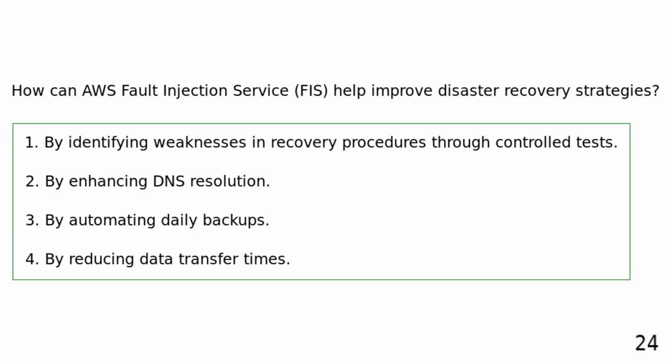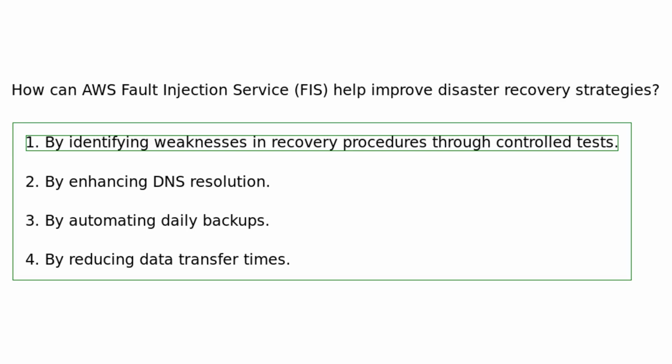How can AWS Fault Injection Service help improve disaster recovery strategies? By identifying weaknesses in recovery procedures through controlled tests. By enhancing DNS resolution. By automating daily backups. By reducing data transfer times. AWS Fault Injection Service helps improve disaster recovery strategies by identifying weaknesses in recovery procedures through controlled fault injection tests.